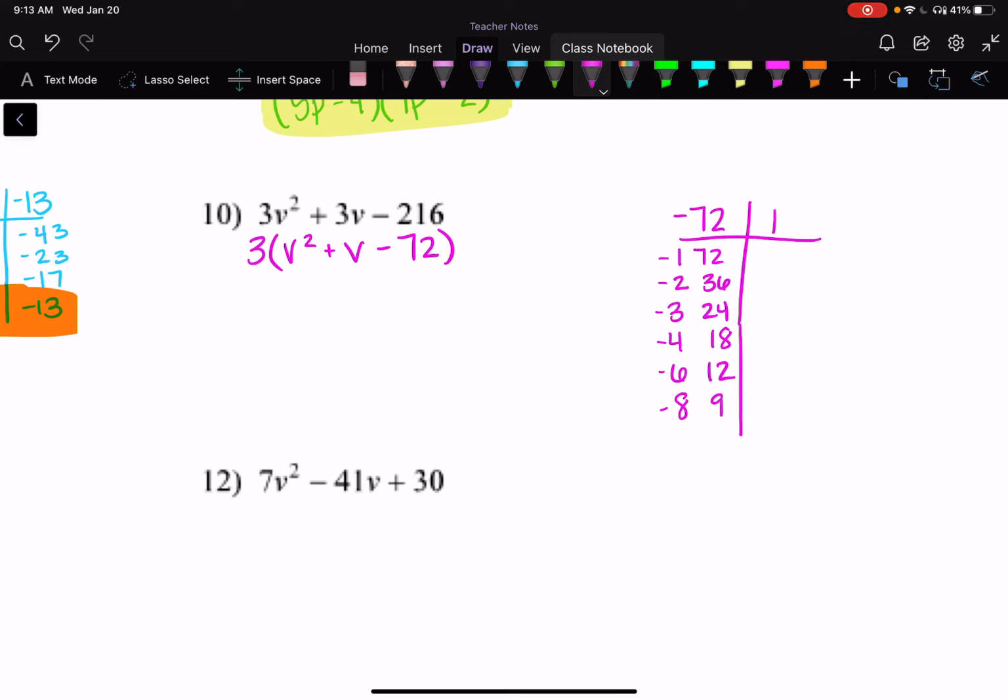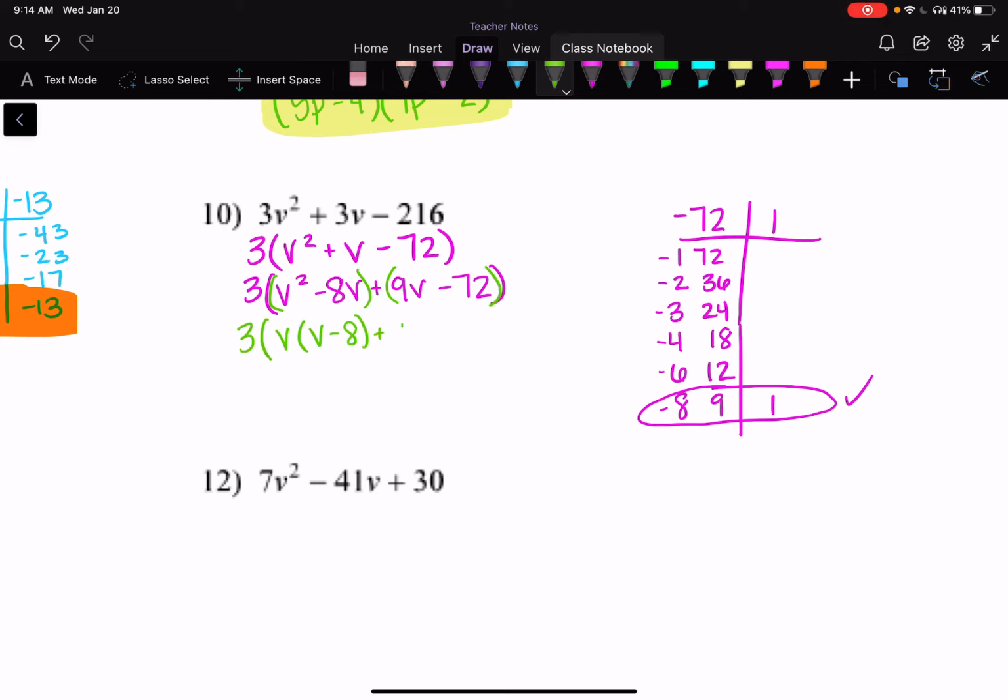I'm going to combine all these together, and I see immediately that negative 8 plus 9 is going to give me my value of 1. So I'm going to break up my v into negative 8v plus 9v minus 72. And then group and pull out a GCF. Now I'll pull out my funny GCF, and that leaves me with this. That's my final answer.